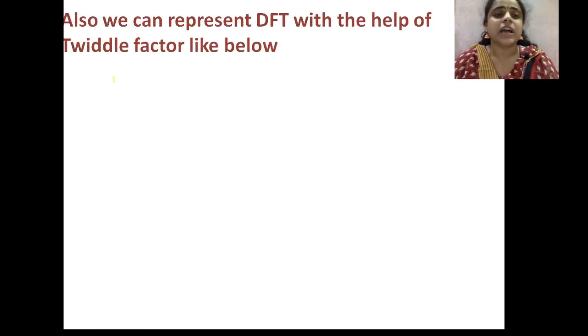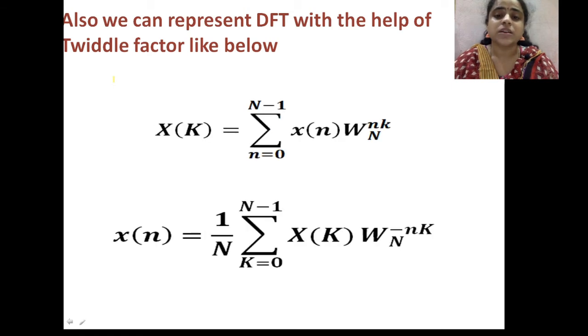So next, with the help of twiddle factors we can represent it like this. W is equal to e power minus j 2 pi k by n, that is W_N power nk, and W_N power minus nk. These two formulas are mainly used in our unit 2.